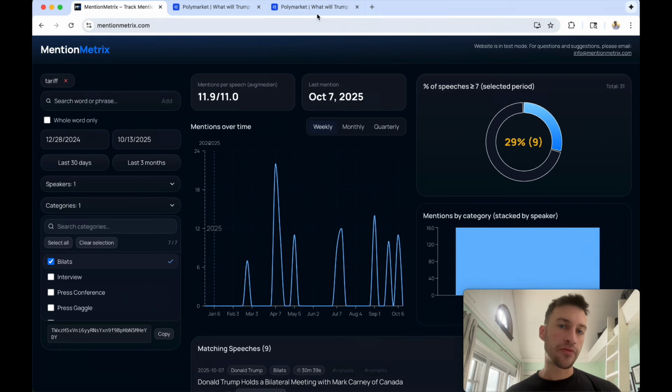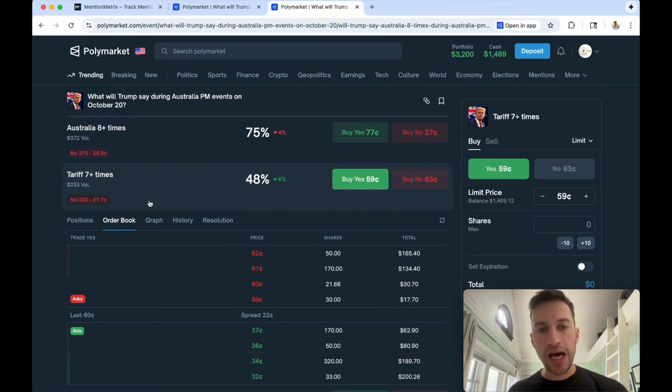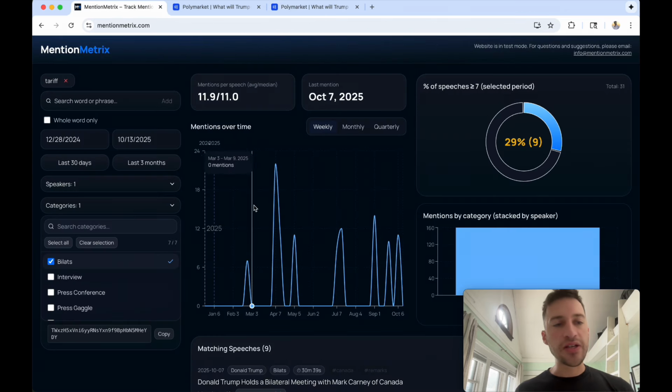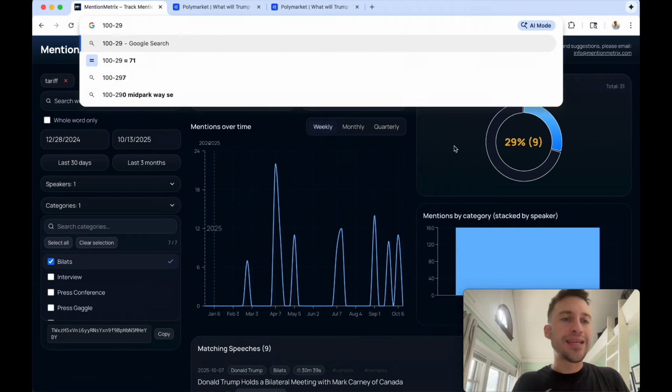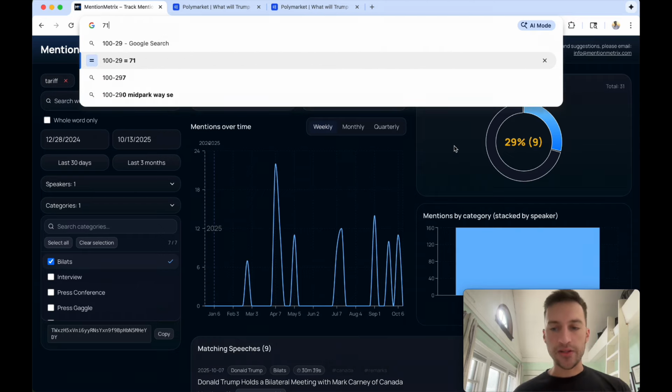Will he say the word tariff 7 times? I have bought it at 61.7, which I think is pretty good odds. If you want to know what that actually means, look, if he says it 29% of the time, if we do 100 minus 29, 71% is really what the no should be priced at. This isn't the best way to do it, it makes my position look a lot better than it actually is, but this is essentially saying about 71% is what the true value could be around.